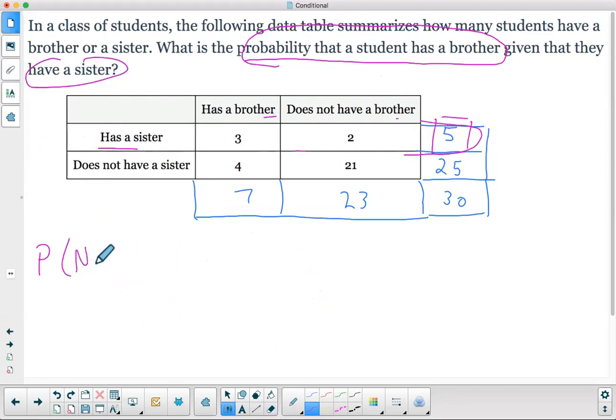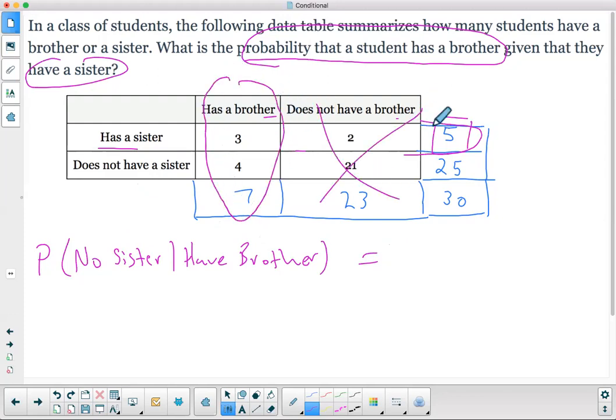no sister, given that they have a brother. Okay, so we're only looking at the people that have a brother. Everyone else we don't care about. And of the people that have a brother, of those 7 people, how many of them don't have a sister? 4 of them.